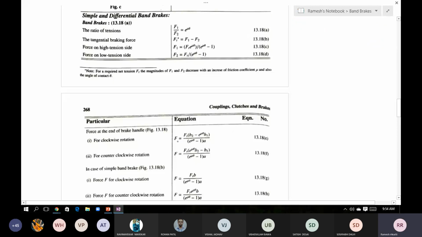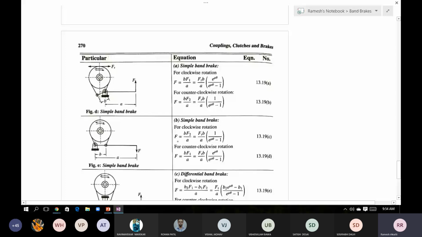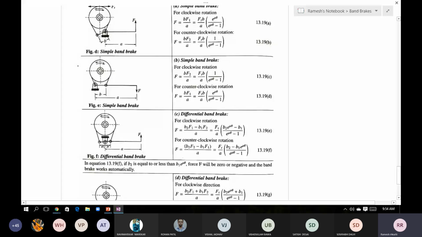When the force is acting downward, there are two cases. Here you can see that one is clockwise, the other one is anti-clockwise. According to that you have to take. When the drum is rotating clockwise, you have to use this equation. Already I told you this in the previous slides. You have to use equation 13.19c for clockwise. For anti-clockwise or counterclockwise, you have to use equation 13.19b. Okay, this is a simple band brake.